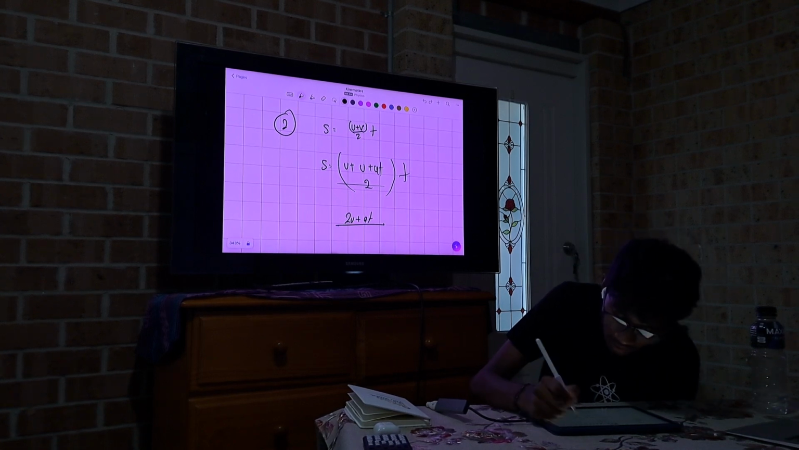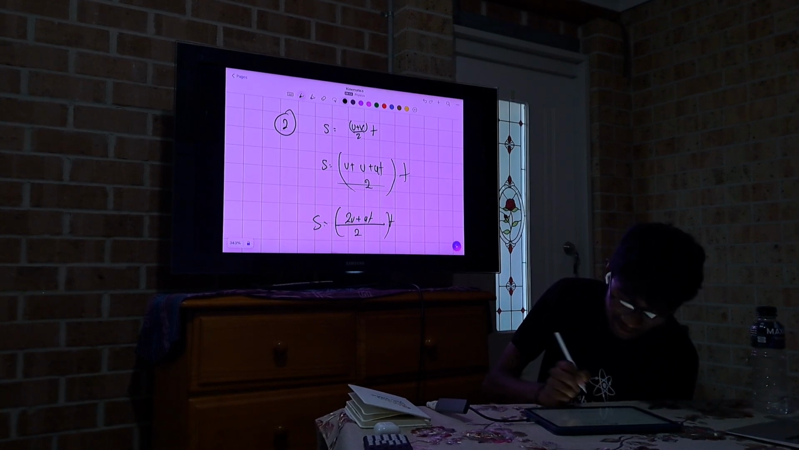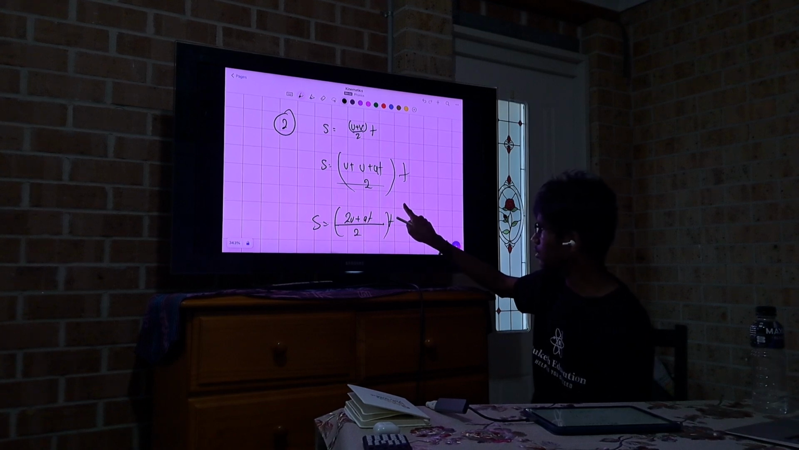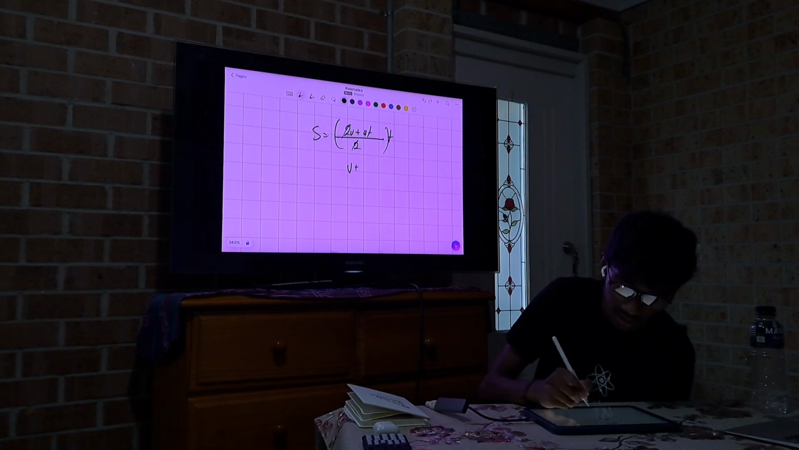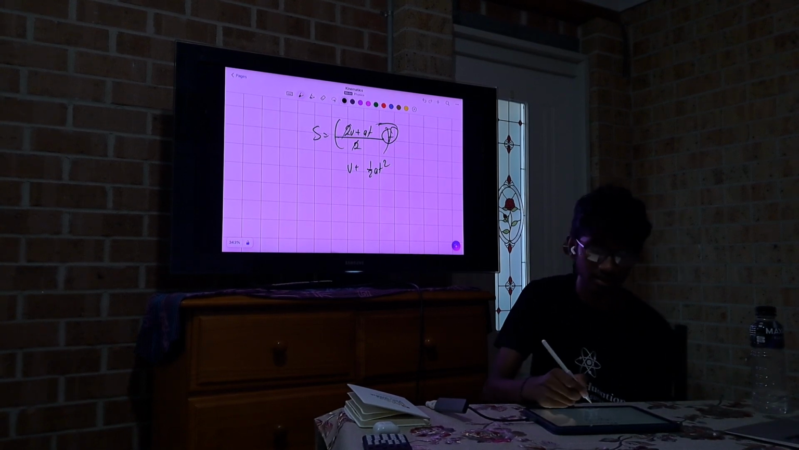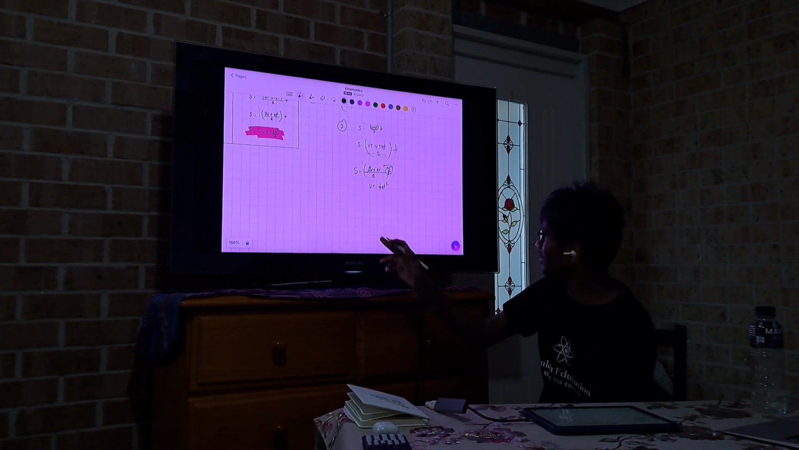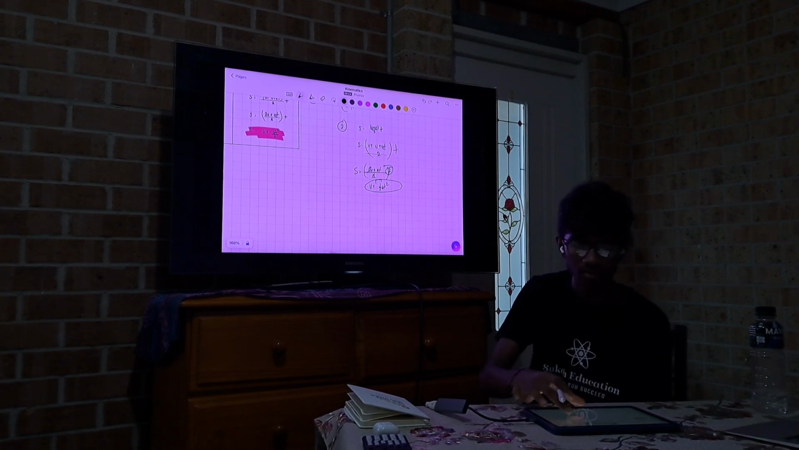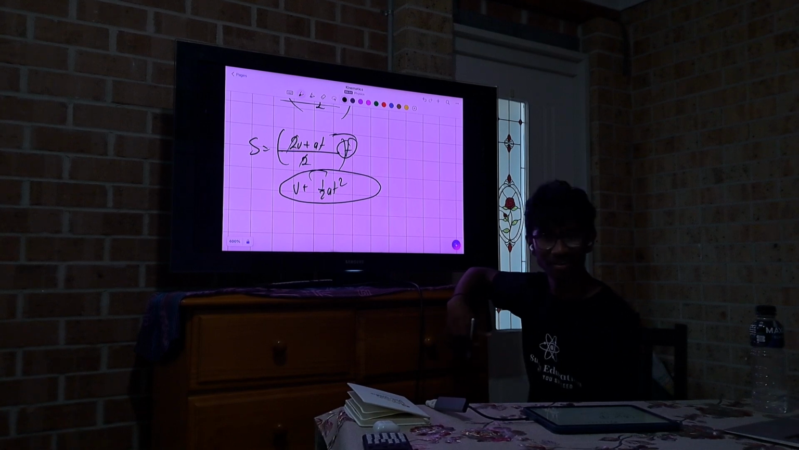So that is displacement: 2u plus at over 2, times t. Now, when you simplify that down, the 2 and 2 cancel out. That's ut plus half at squared because you're multiplying by the t. So, yeah, that's ut plus half at squared, and that is your final answer.